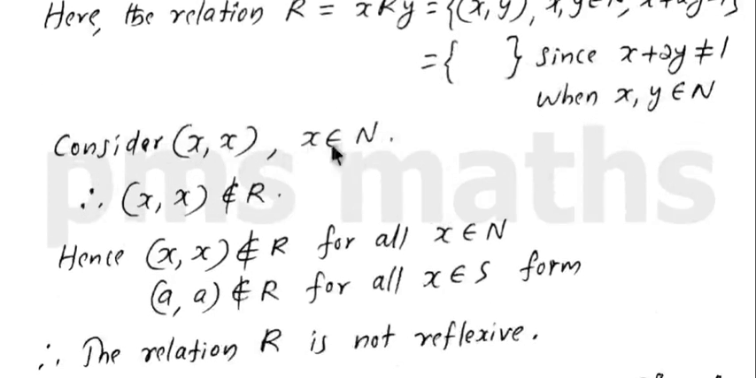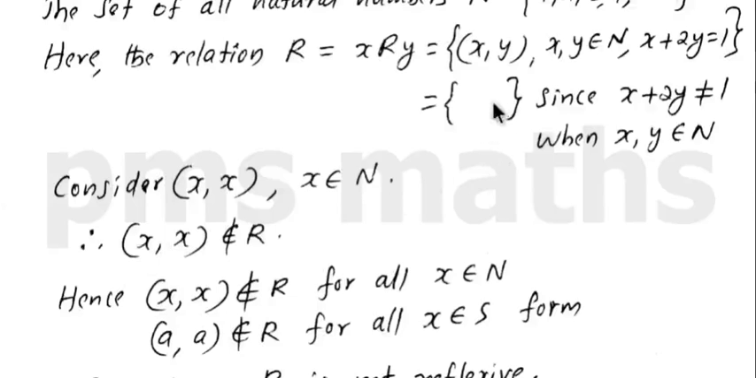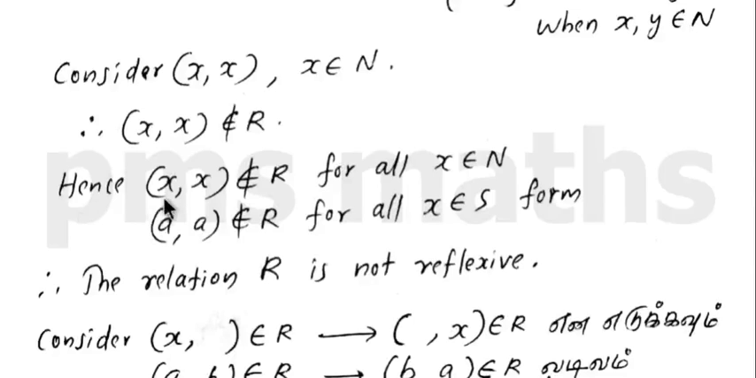Then consider this (x, x), x belongs to N. In this null set, there is no element. Therefore, this element does not belong to R. Hence, (x, x) does not belong to R for all x belongs to N. Take the general condition for reflexive relation: (A, A) belongs to R for all A in S, where S is a general set. But here does not belong to is there. Therefore, the condition for reflexive relation is not satisfied.